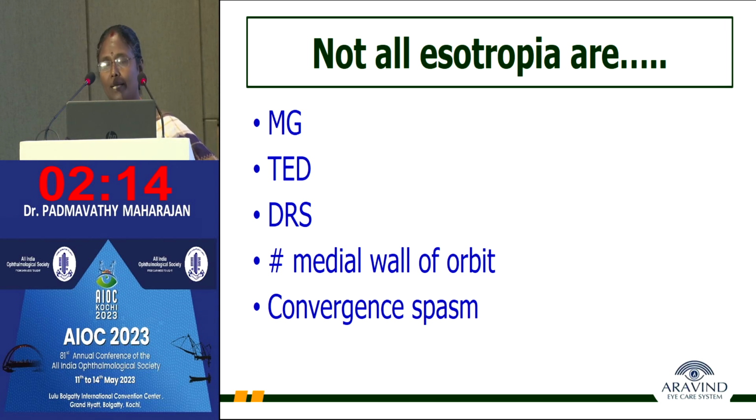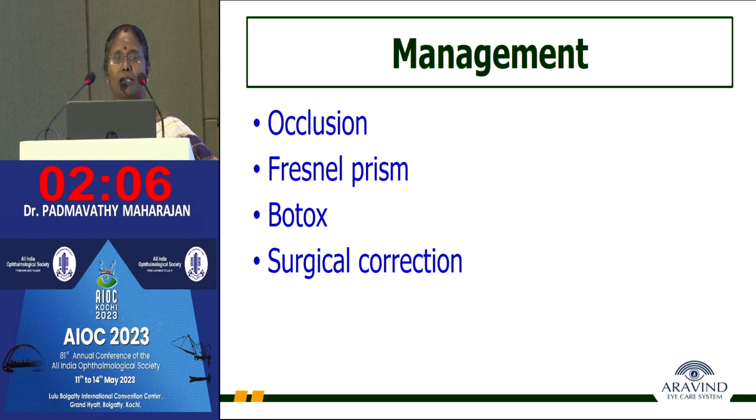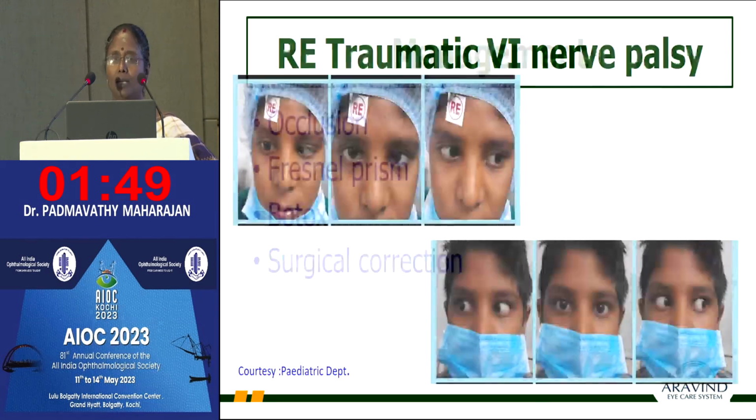You have to think of myasthenia gravis, any thyroid eye disease, DRS, or a fracture of the medial wall of the orbit, or convergence spasm. The management includes you give a ground glass, occlude one eye till the 6-nerve resolves, or you could prescribe a Fresnel prism, or you go for temporary injection Botox, or a long-term 6-nerve palsy, go for a surgical correction.